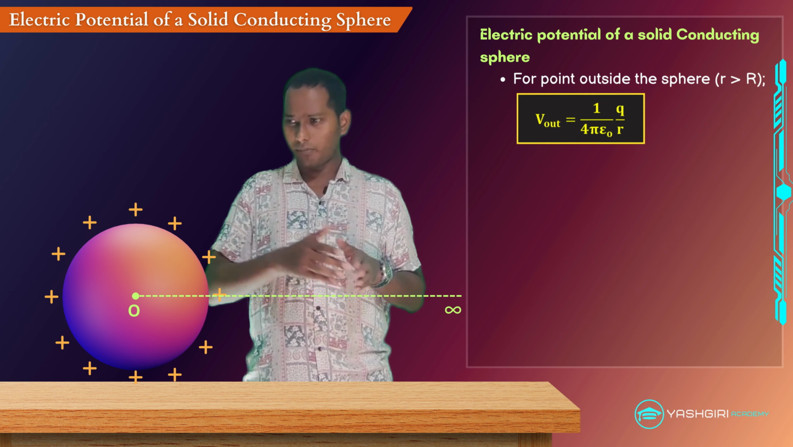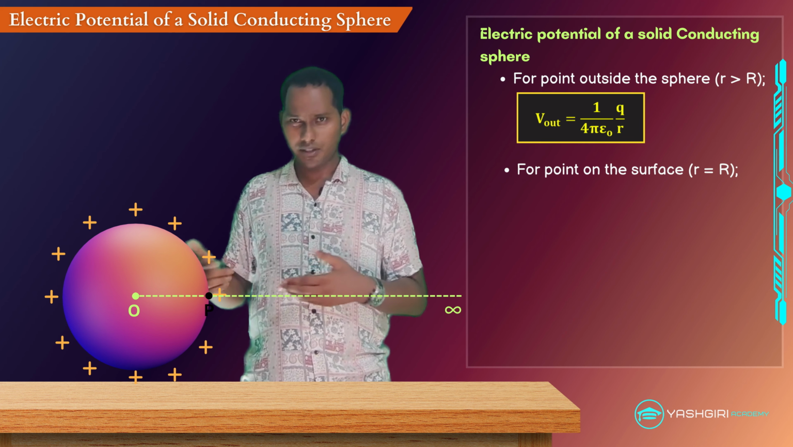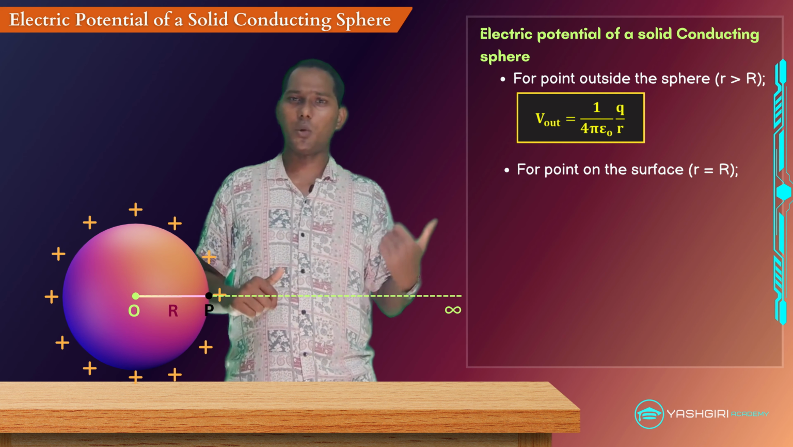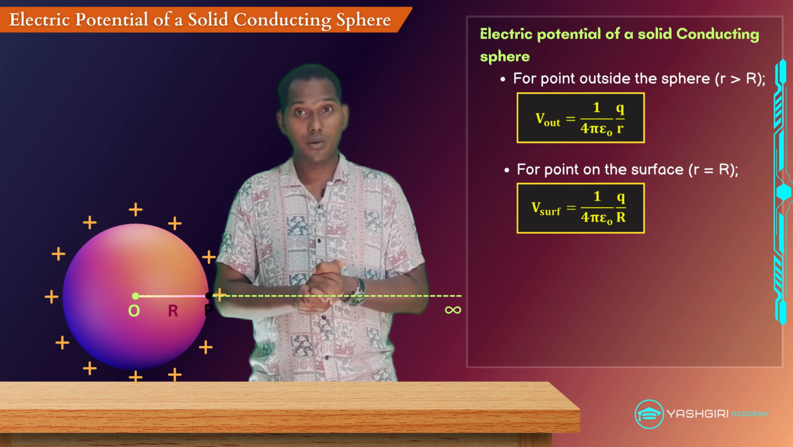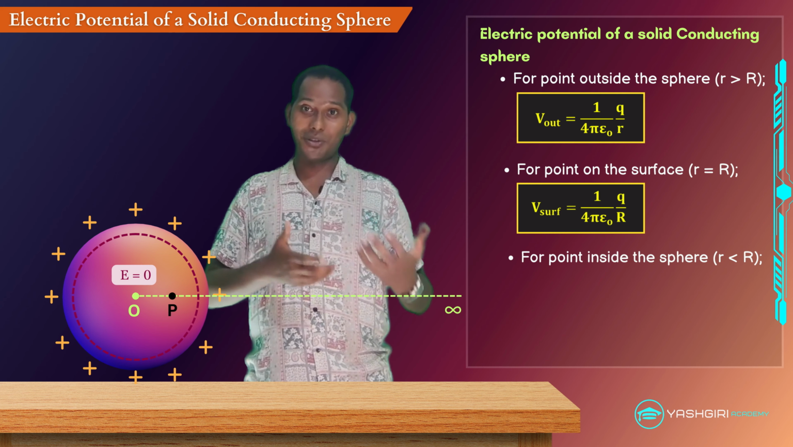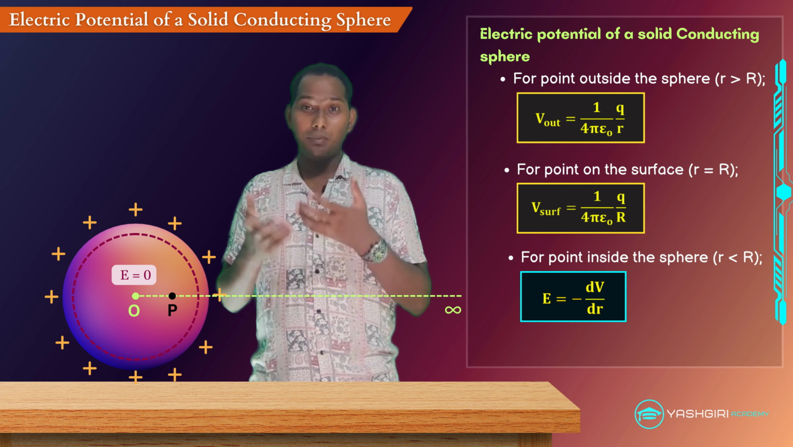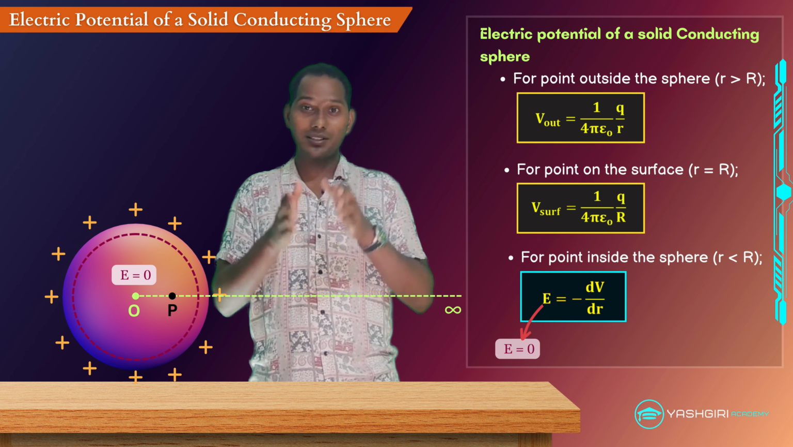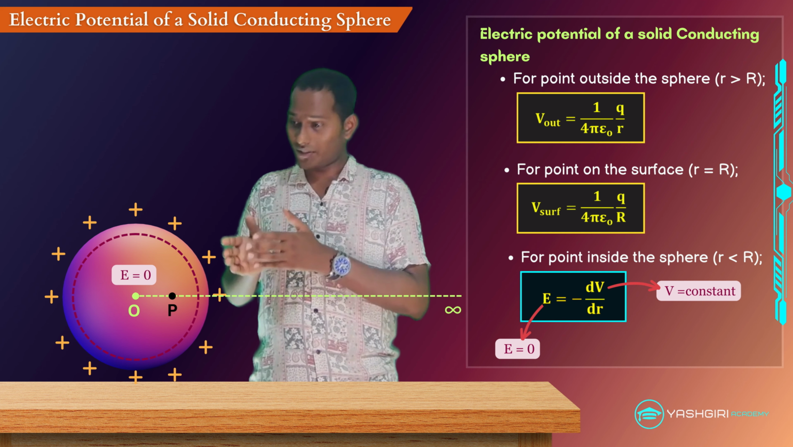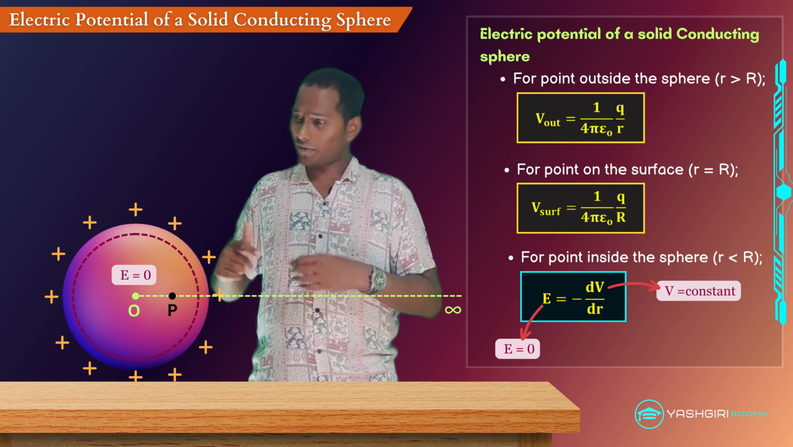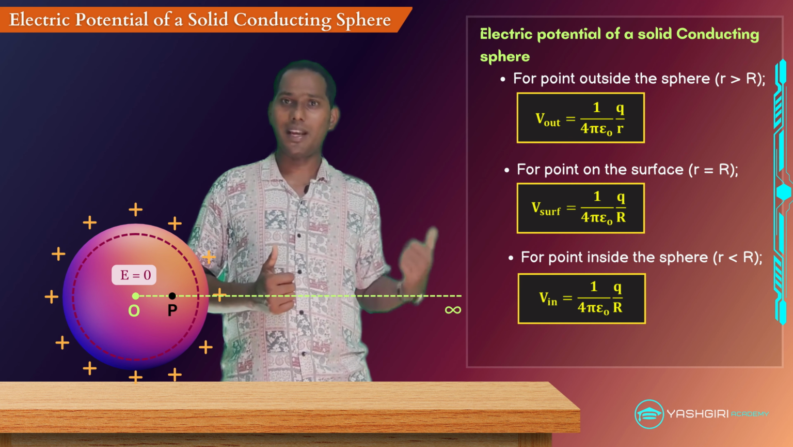Now when I consider a point P on the surface of this conducting sphere, I know that, students, in this case the distance is nothing but the radius of the solid conducting sphere. So this is how the equation will look like on the surface, the electric potential on the surface. And since we know that the electric field inside the conducting sphere is 0, if you take this relation, you can clearly say that the electric field is nothing but the negative of the potential gradient, right? If the electric field is 0, that means the potential has to be a constant, right? So whatever potential we have here on the surface of this solid conducting sphere, the same potential will be throughout the entire inside of the conducting sphere. So this is what we have here.